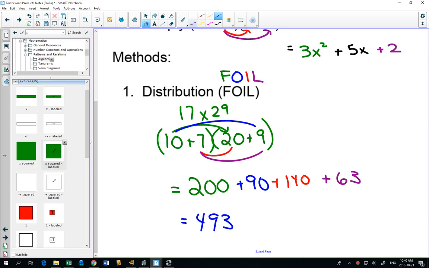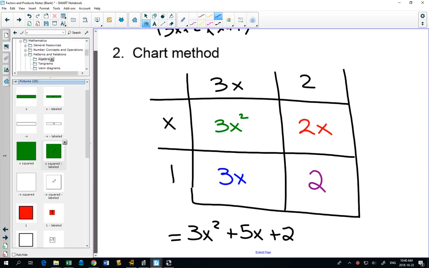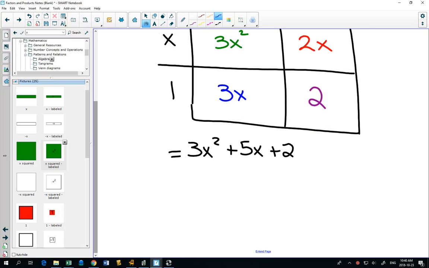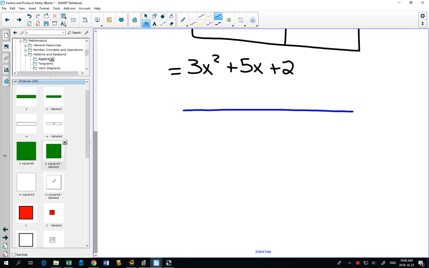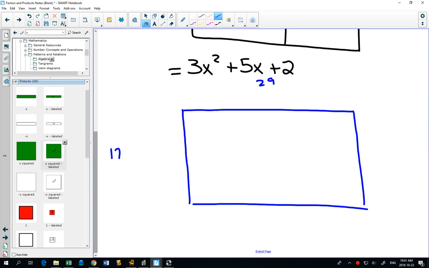17 times 29 with the chart method. 17 times 29, you could have a rectangle that was 29 by 17. And I'll write the 29 and the 17 here. But instead of finding out how many squares there are in a rectangle 29 times 17, I'm going to break it up and make this part 20 and this part 9, this part 10, and this part 7. And I'll draw my chart.